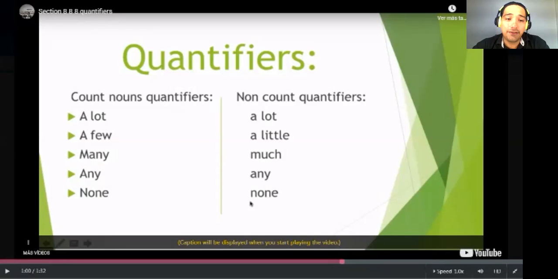Very good. I don't have any dollars. I don't have any coins. No tengo ninguna moneda. No tengo ningún dólar. Ninguna moneda, ningún dólar. Pobre. Poor. Okay. I have many dollars. Tengo muchos dólares. Excellent. Okay, but I have much money. Mucho dinero. Very good. I have much money.